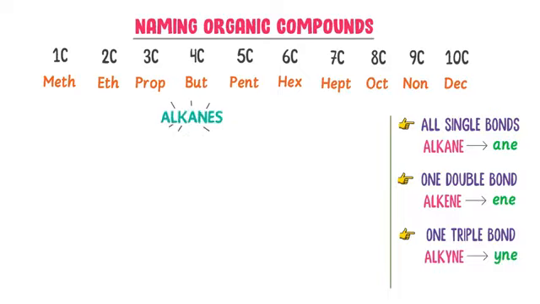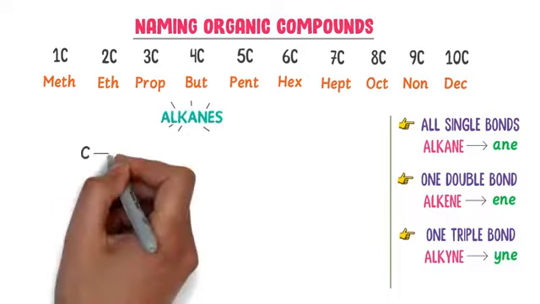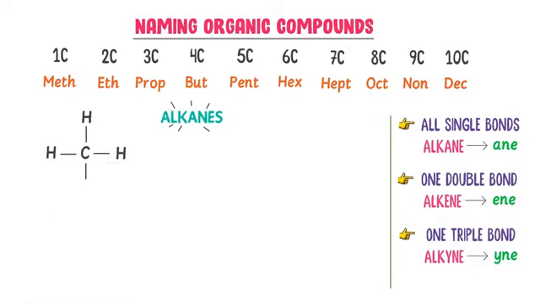For example, consider this one carbon. It forms 4 single bonds with 4 hydrogen atoms. There is only 1 carbon, so we write meth. This carbon forms all single bonds. It is alkane and we write ane with meth. So we get methane. Remember that prefix like meth shows the number of carbon atoms and suffix like ane shows the type of organic compounds like alkane.